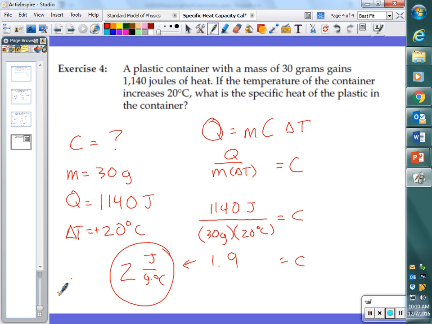How's that? From a unit standpoint, if we look at the units that are over here, once we've rearranged this equation, we got joules on the top, we got grams on the bottom, we got degrees C on the bottom. None of that cancels. So all we do is just mash it all together into one big unit, and that's our unit on specific heat. Good there?